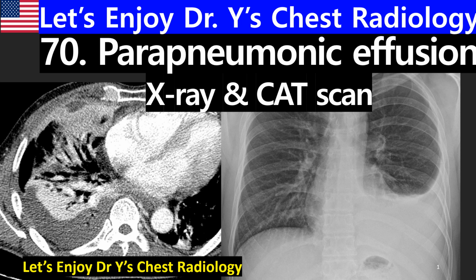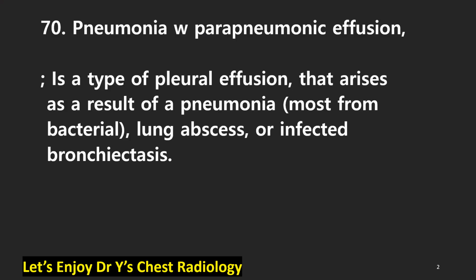Today we're going to talk about parapneumonic effusion, chest X-ray and CT scan findings. Lesson 70. Let's go. The long name: pneumonia with parapneumonic effusion is a type of pleural effusion that arises as a result of a pneumonia, mostly from bacterial origin, or lung abscess, or infected bronchiectasis.